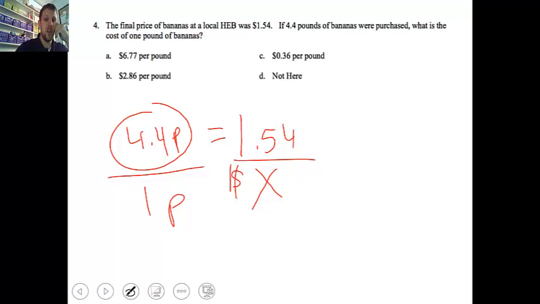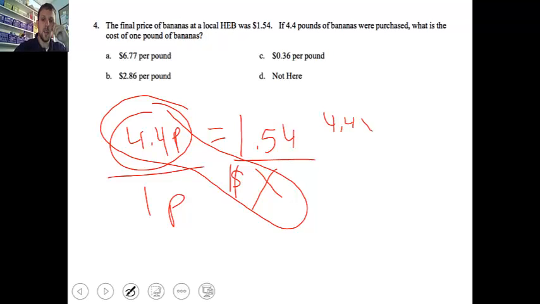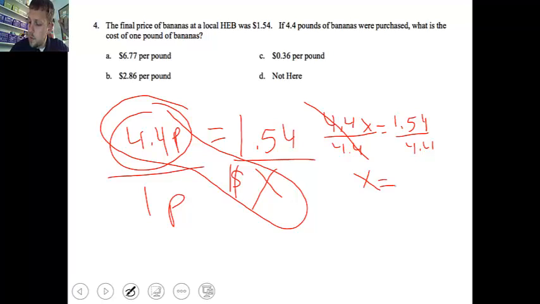What you could do is cross multiplication if you wanted to. So 4.4x equals 1.54. Divide by 4.4, divide by 4.4. So x is equal to 1.54 divided by 4.4, which is 0.35.